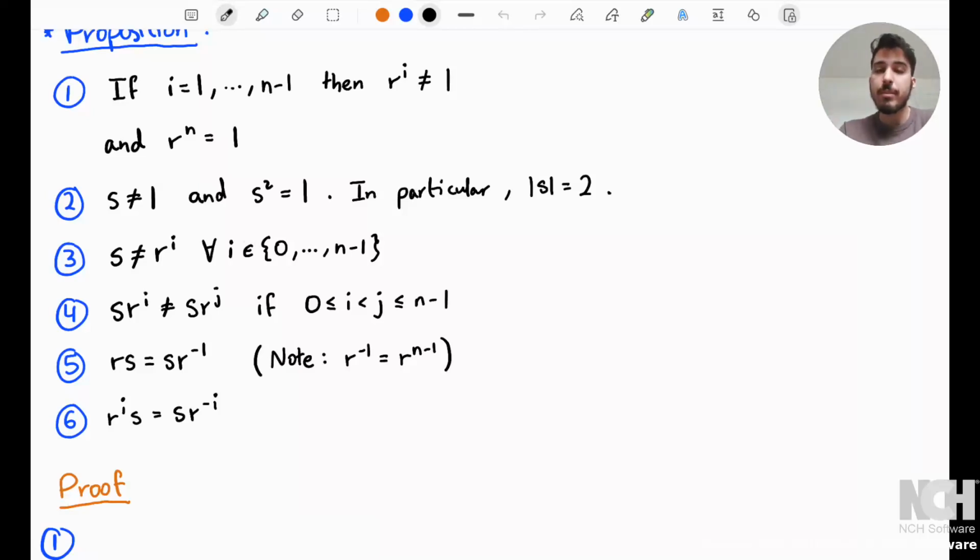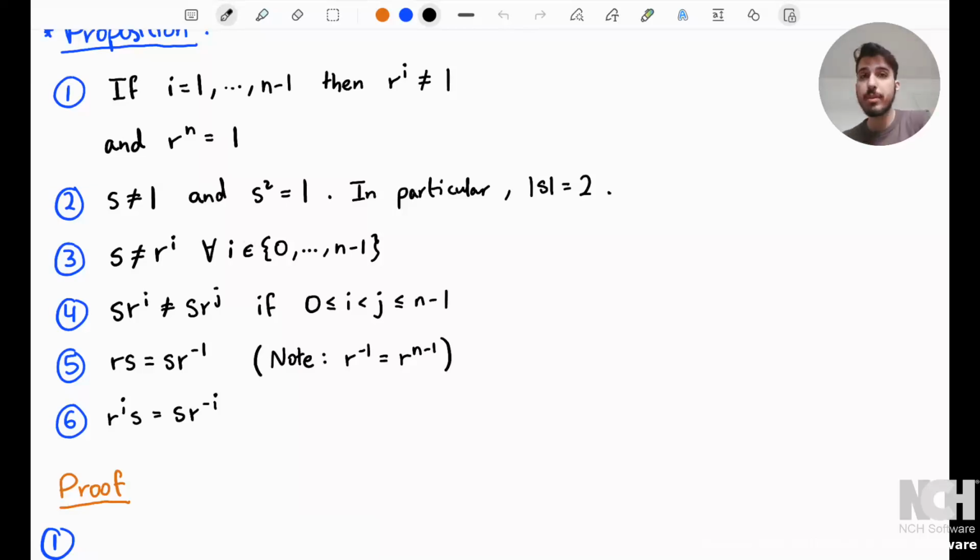And number 4, in the proposition, it says that s r^i is not equal to s r^j if i and j are not equal, but also that i and j both have to be between 0 and n minus 1. Because if you have a 0 rotation, which is doing nothing, and maybe you have an n rotation, then 0 and n give you the same result because it's like you rotated all the way and then got back to where you were. So i and j have to be between 0 and n minus 1, and then and only then we will have this inequality.